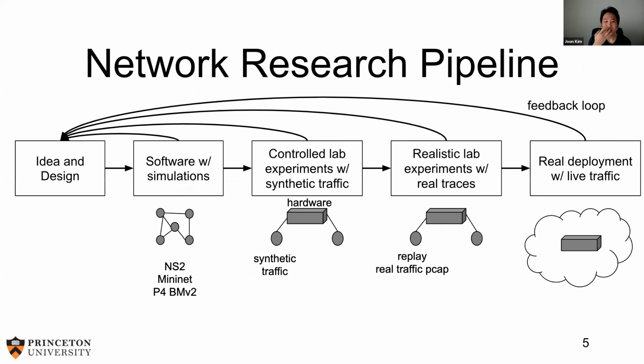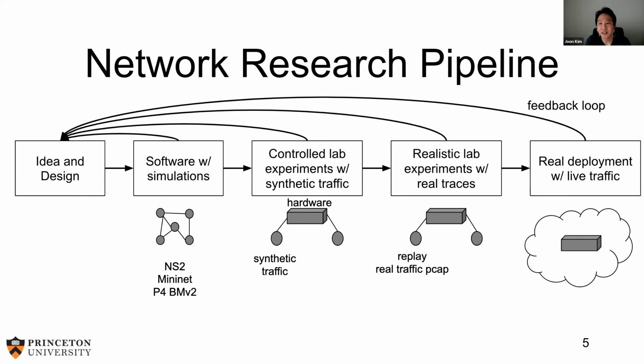To elaborate more on this, let's look at the network research pipeline our group tries to follow, and I'm sure a lot of researchers have a similar pipeline. First, you come up with a good design and idea, and then you try to test it with software simulations like emulators such as NS2 or Mininet or P4-BMV2. The next step is to do some controlled lab experiments with synthetic traffic using real hardware, hopefully. Then the next step will be to do some realistic lab experiments using real traces. And the last stage would be a real deployment with production live traffic.